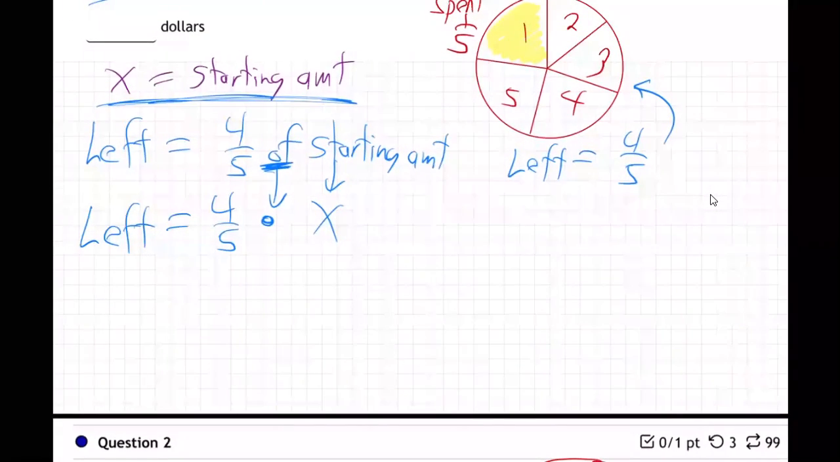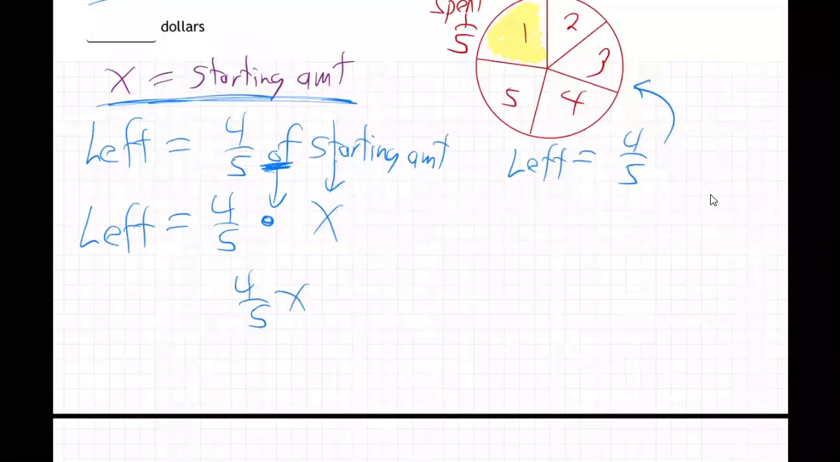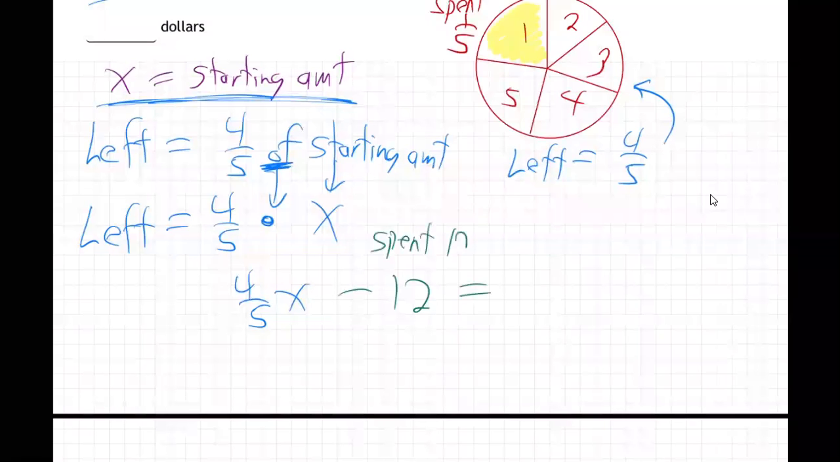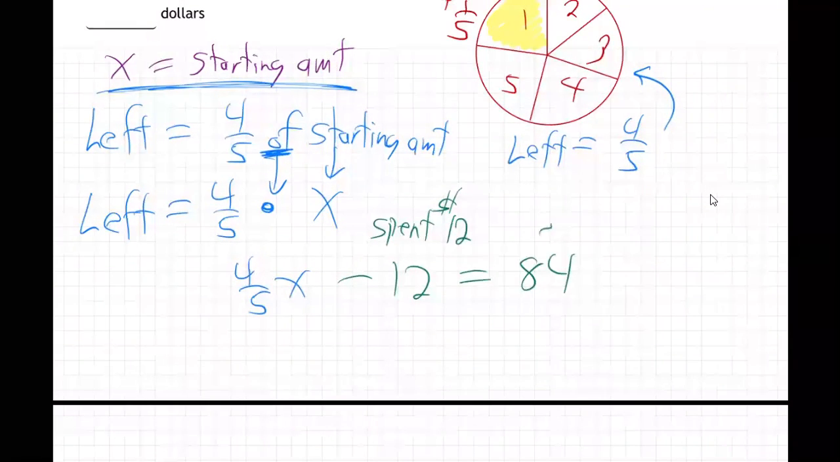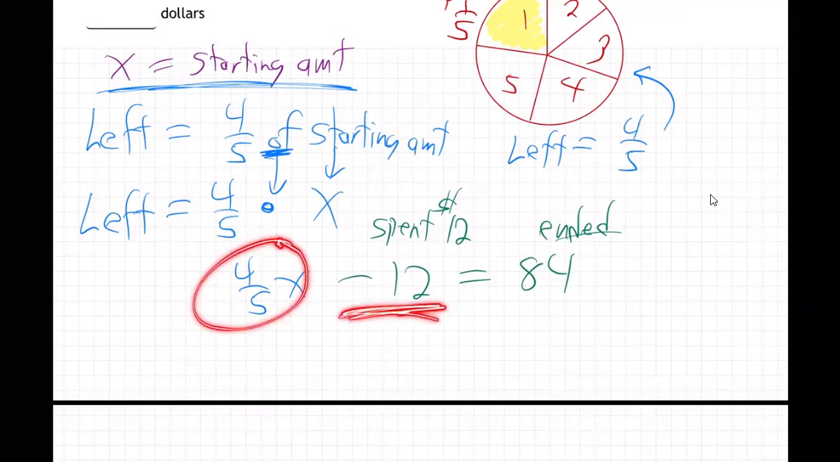So if I just take that 4/5 X, and I say she spent $12. Don't need to do a fraction there. That's just a straight $12 at the movies. And ended up with $84. That equaled 84. There we go. There's our little equation, right? She spent 1/5 of her money, so that left 4/5, and then spent 12, and that ended at 84.